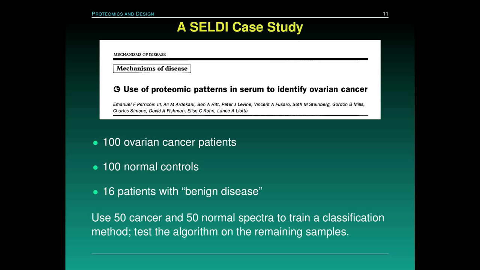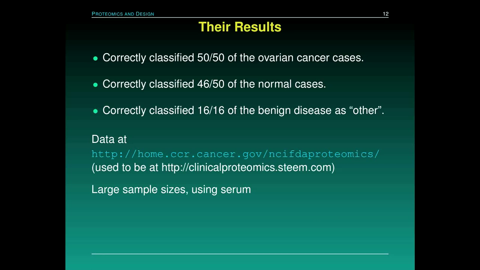So there's 216 spectra. They split these up, and they said, we're going to take half the cancer spectra and half the control spectra, 50 of each, and we're going to use those to build our model, to train our system. And then, having built our model, we are going to test it. We are going to predict the status of the ones we didn't yet use. And the reason I am standing here today talking about this is that their results were pretty darn good.